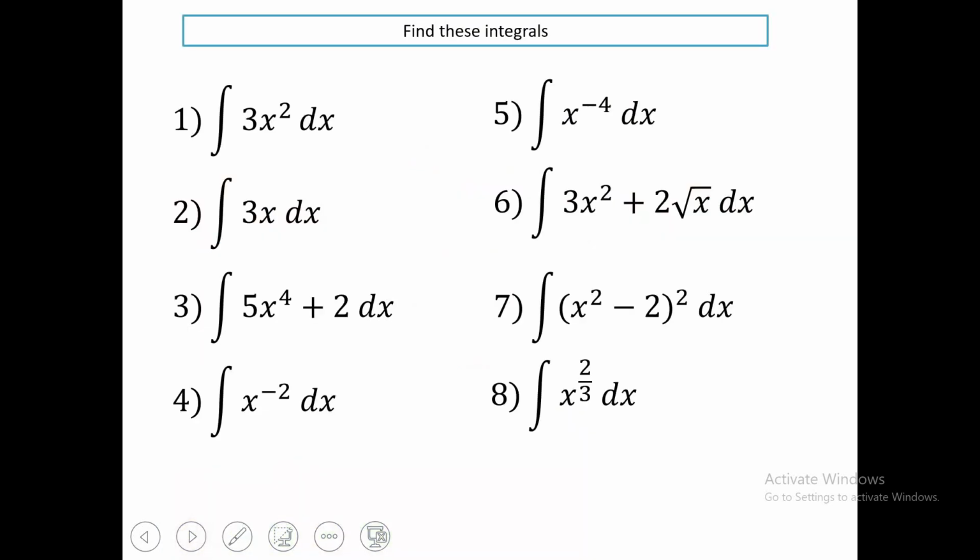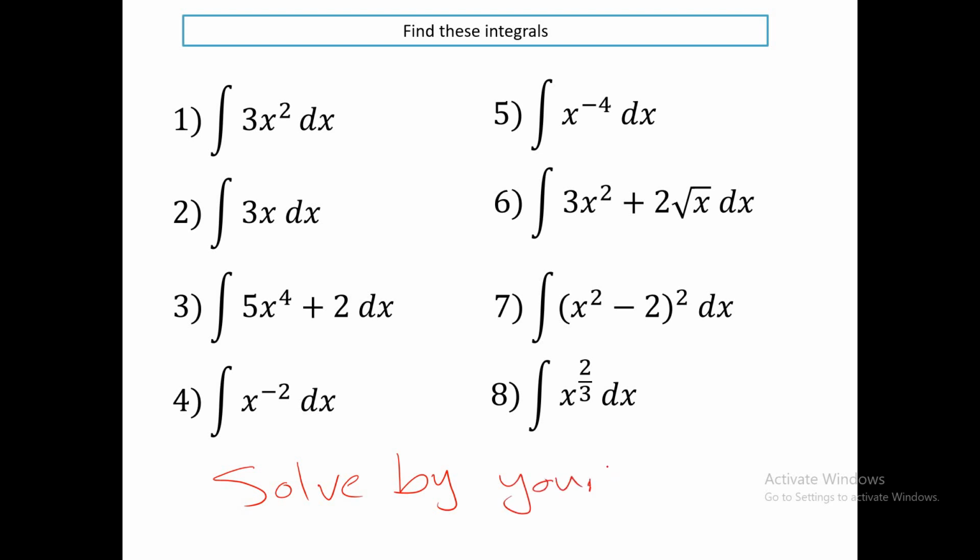So, in this slide, we have 8 exercises as homework. Please solve them by yourself and send back your answer showing your work with the steps.